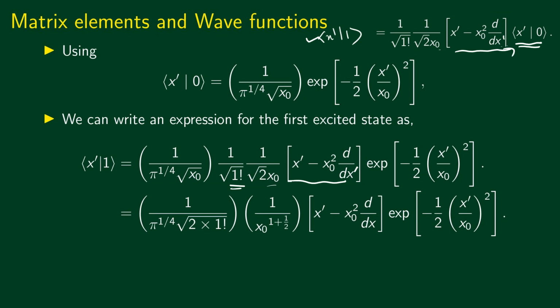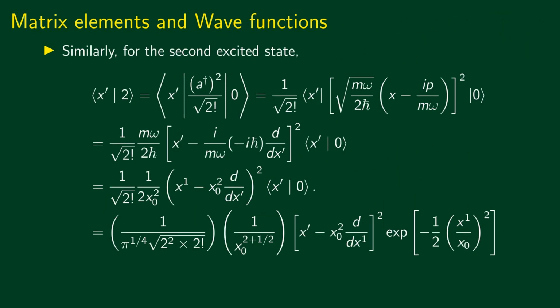And on the right side of this, we have exponential minus half x prime divided by x0 squared. We see that there's an x0 here and a square root of x0. So together we can write this as 1 divided by x0 raised to 1 plus half. Okay. And the rest of the terms here include 1 divided by pi raised to 1 by 4. And this term, square root of 1 factorial multiplied by square root of 2, we can write as square root of 2 multiplied by 1 factorial. And that gives us the first excited state wave function.